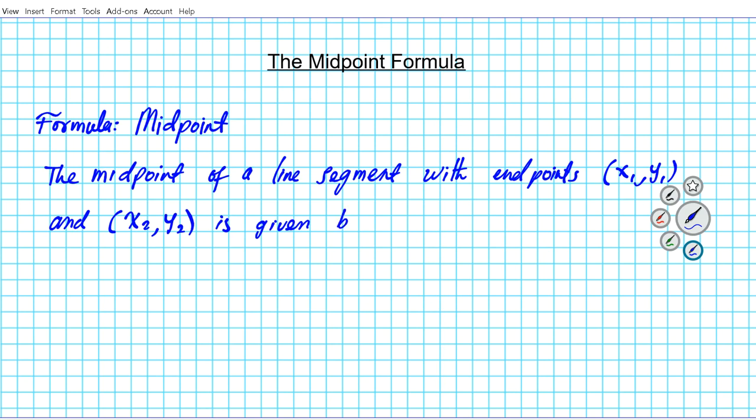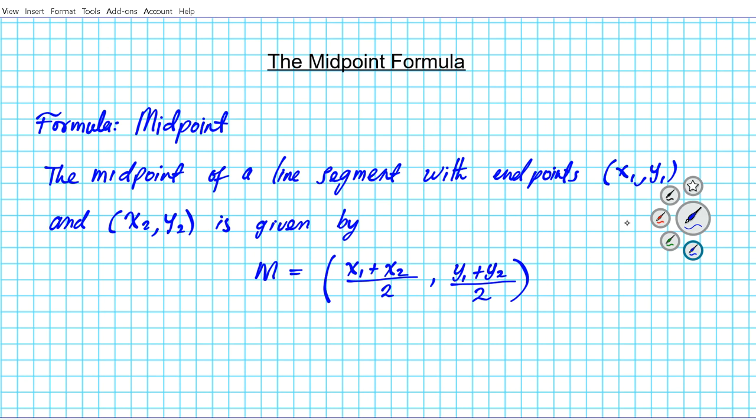so let's call M the representation of that point, okay? M is x1 plus x2 divided by 2 for the x coordinate. And then for the y coordinate of the midpoint, y1 plus y2 divided by 2. All right? So let's take a look at what's going on here in this formula.